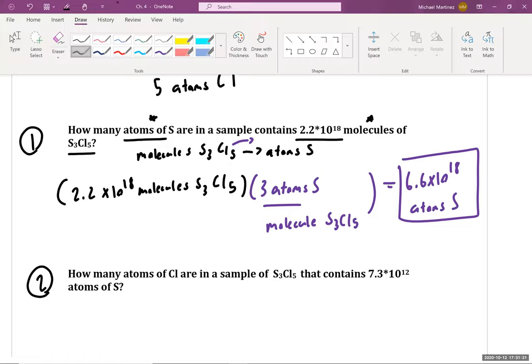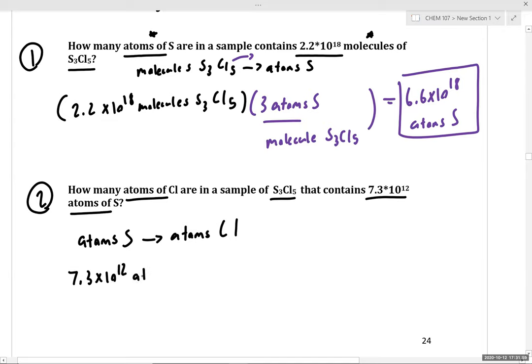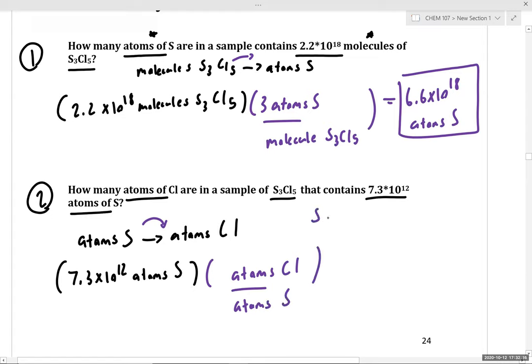Okay, so let's look at our second case. We're asked how many atoms of chlorine are in a sample of S3Cl5 that contains 7.3 times 10 to the 12th atoms of sulfur. So in this case, we're trying to convert between atoms of sulfur and atoms of chlorine. Given that we have 7.3 times 10 to the 12th atoms of sulfur, my question to all of you is, how many atoms of chlorine do we have per how many atoms of sulfur? What's our atom to atom ratio in S3Cl5?